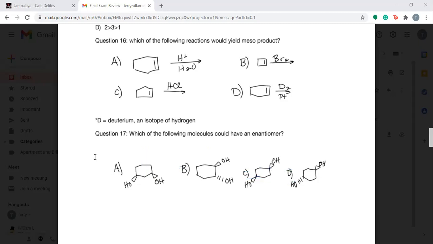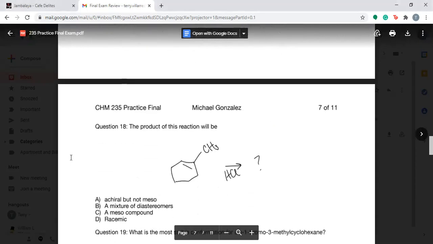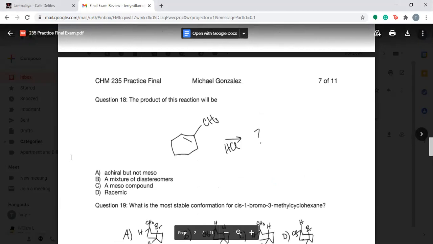Okay. Next one. The product of this reaction will be achiral but not meso, a mixture of diastereomers, a meso compound, or racemic. Well, we're just blasting through this. Gwen is correct. Gwen, do you want to walk us through this again?